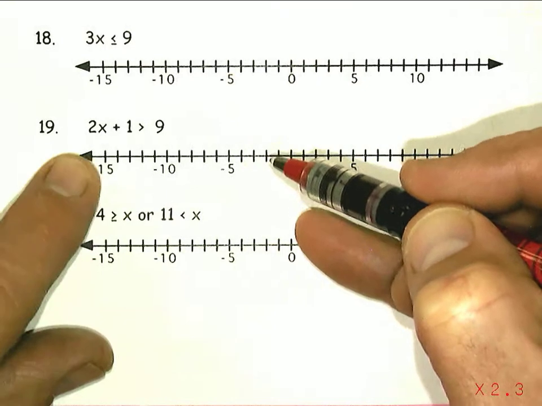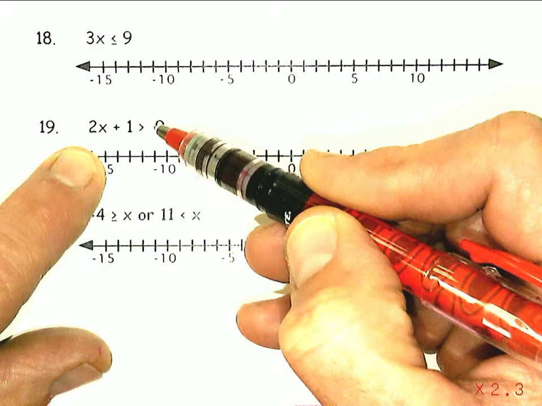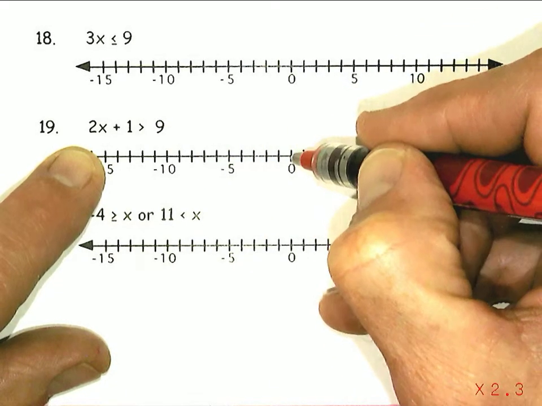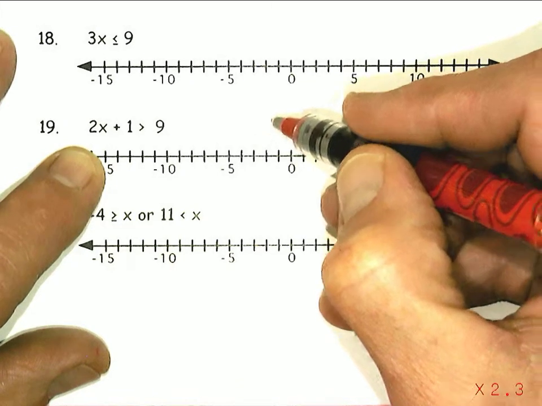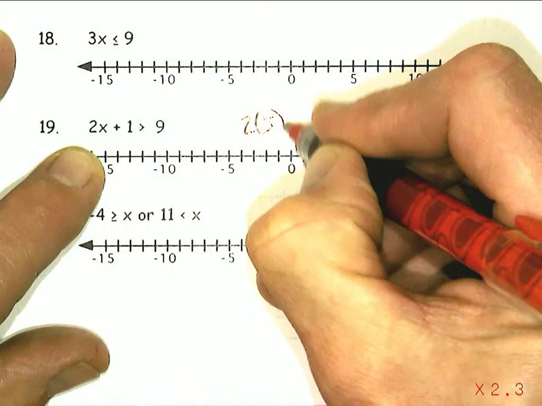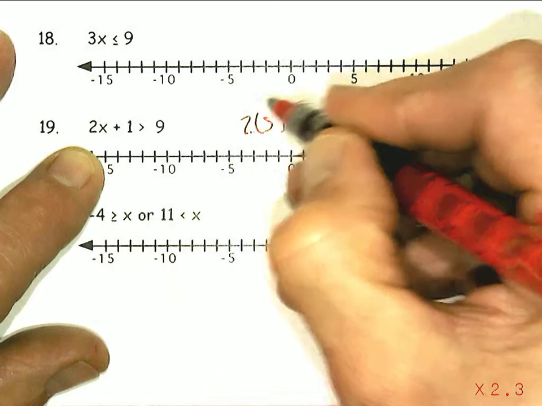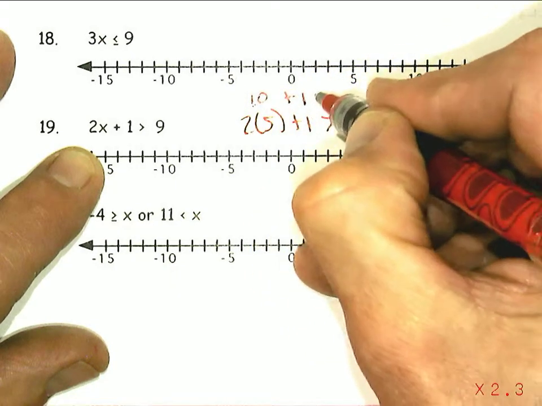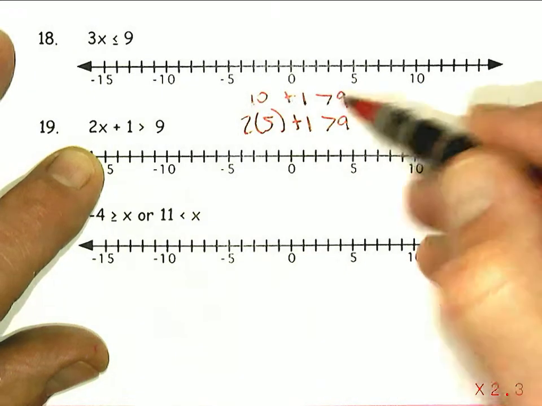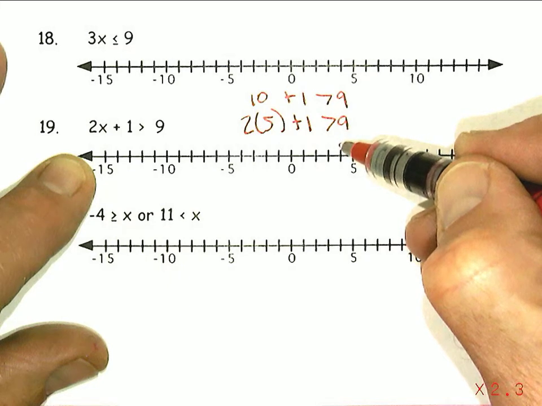So the first thing we can do is kind of guess our way through this again. If I just thought of x as 0, 2 times 0 is 0 plus 1 is 1. That's not greater than 9, so that doesn't look like it's going to be enough. If I want to guess higher, let's just guess 5. So I'm going to go 2 times 5 plus 1 and ask the question, is that greater than 9? 10 plus 1 is 11, which is greater than 9. So that works. I know at least 5 works, but let's go less than that. Let's go 1 less and make it 4.